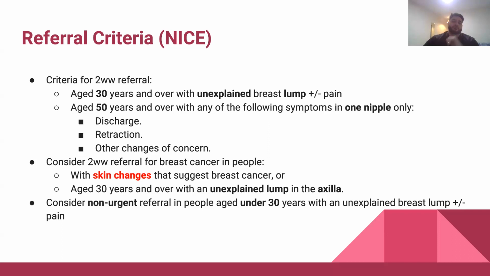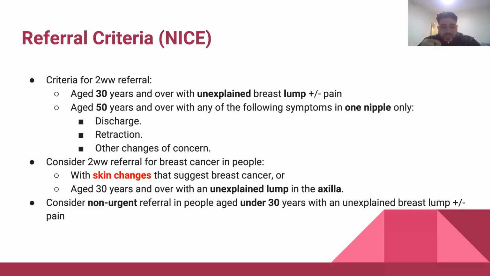In terms of being aged 50 and over, you can be aged 50 and over with any of the following symptoms in only one nipple, and those symptoms can include discharge, retraction. Other changes of concern can include things like pain or skin changes, like we talked about, like Paget's disease of the nipple. So aged 50 and over with any one of these symptoms in only one nipple will warrant a 2-week wait referral.